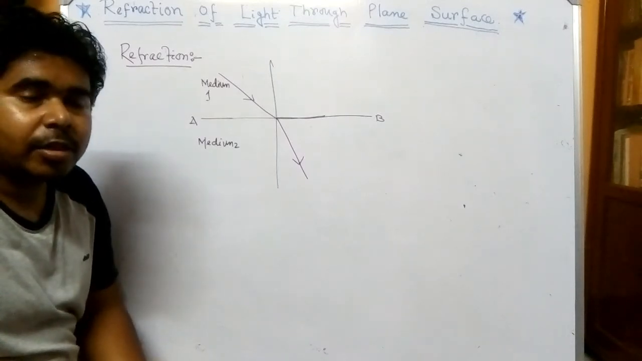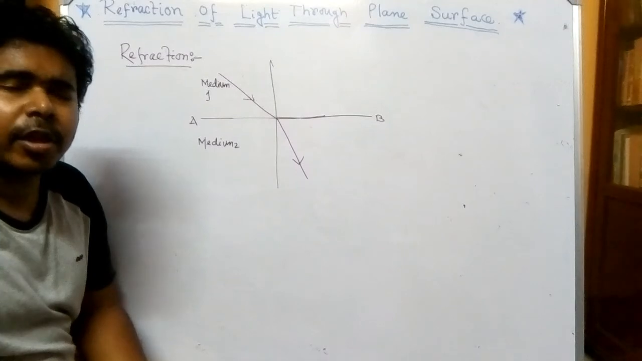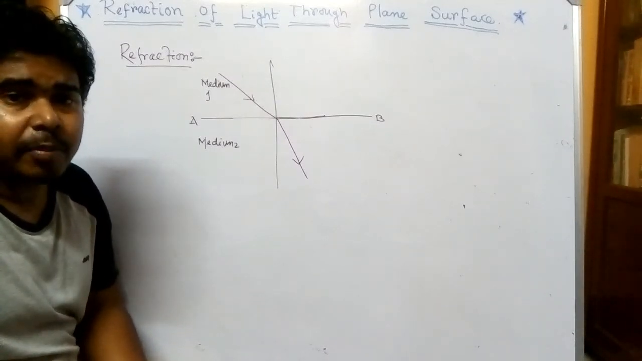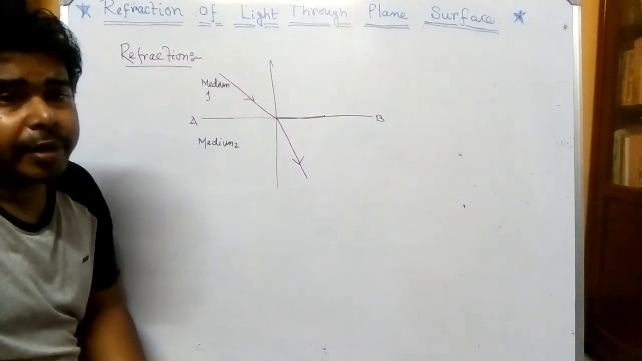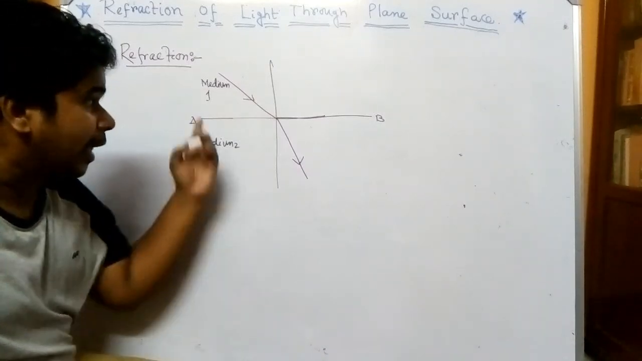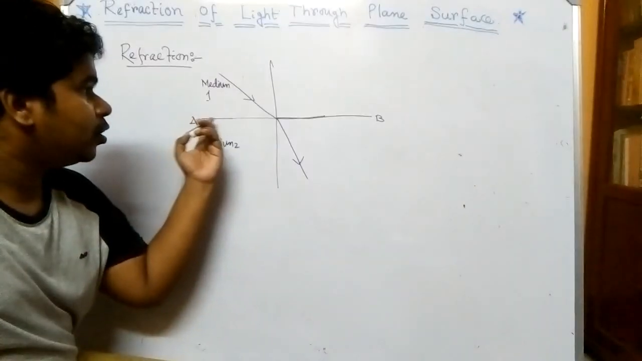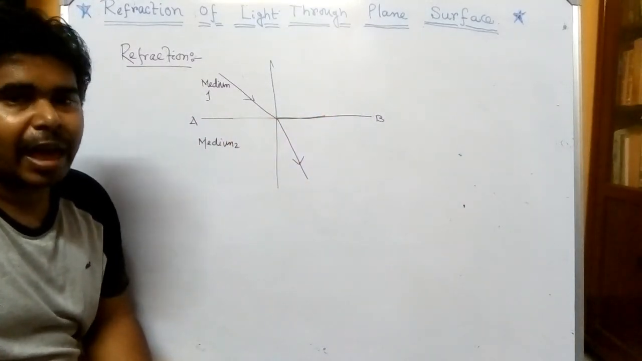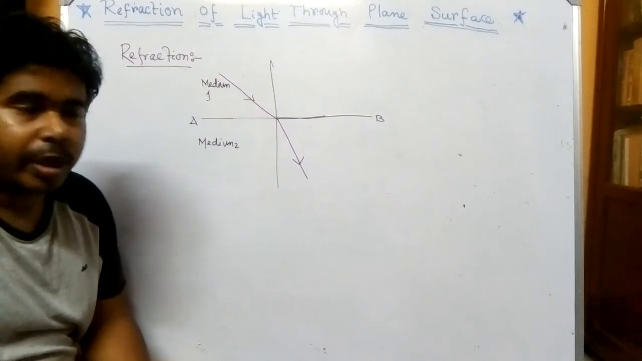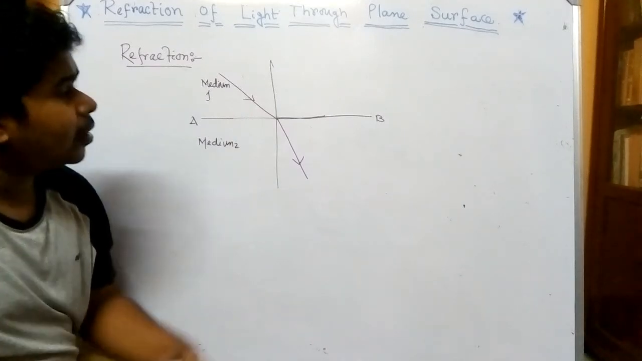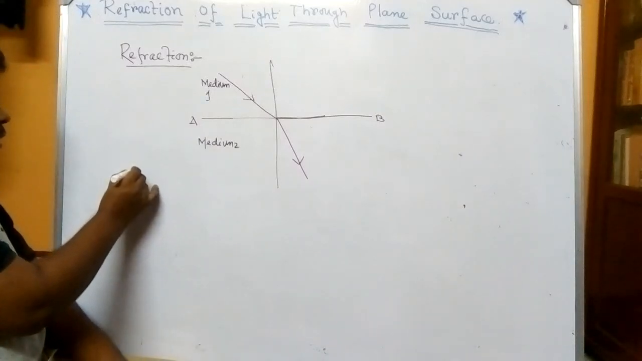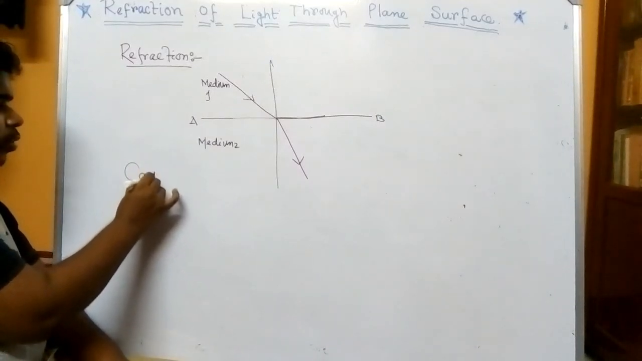So if I put it together, when the light ray travels from one medium to another medium, the path of the light ray bends at the junction of the two mediums. That is known as refraction. Now, what is the cause of it?